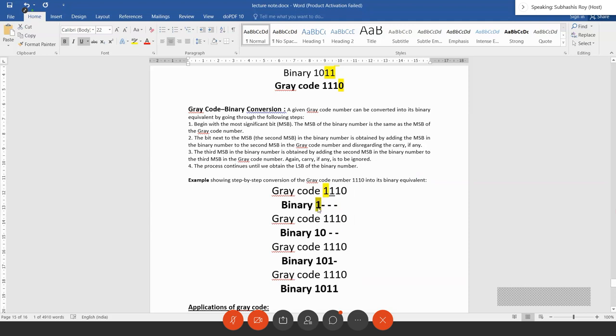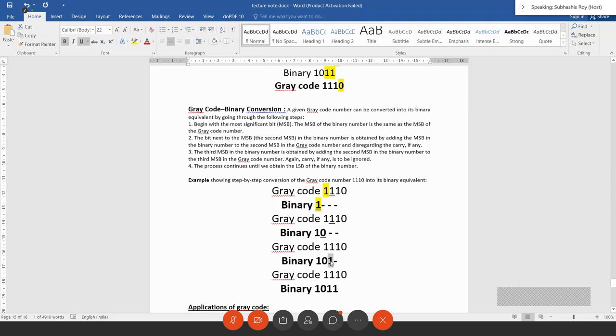So after addition, 1 plus 1, what will we get? 0. So this 0 has come here. Once you get 0, I underline this one. Then you need to again sum this underlined position bits, 0 and 1. So 0 plus 1, what will we get? Again 1. So that 1 is here.